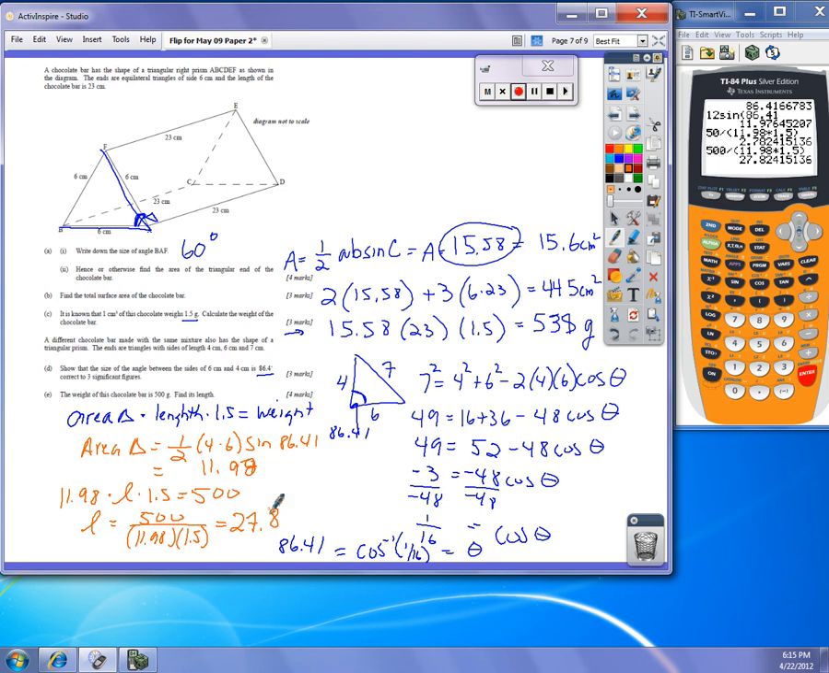So the length of the candy bar is 27.8 centimeters. I think I need to go get a candy bar.